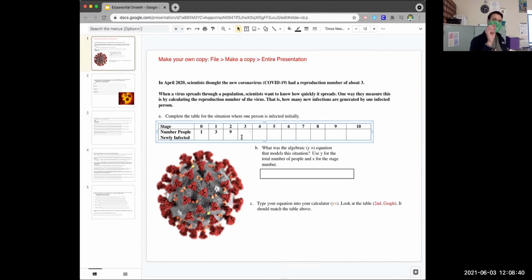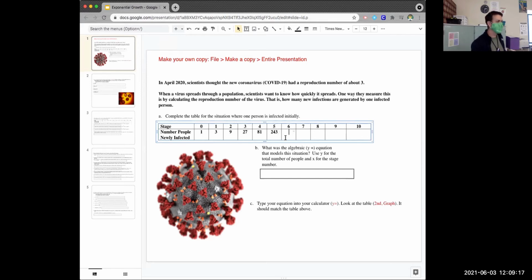Notice that to go from each stage, you're multiplying by the growth factor of 3. 1 times 3 gave us 3. 3 times 3 gives us 9. So if we go 9 times 3, we get 27 for stage 3. Now we're going to want to start using calculators, I think. 27 times 3 gives me 81 for stage 4. Times 3 gives me 243.